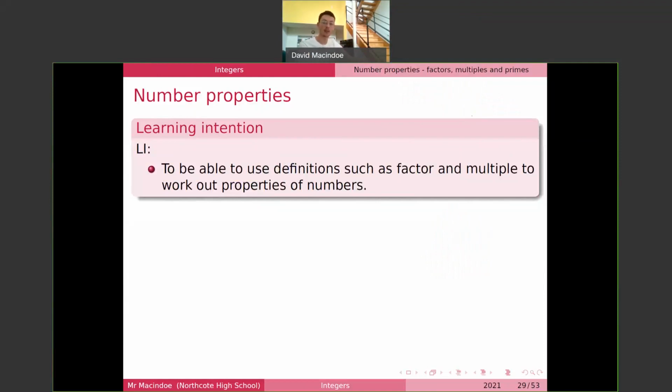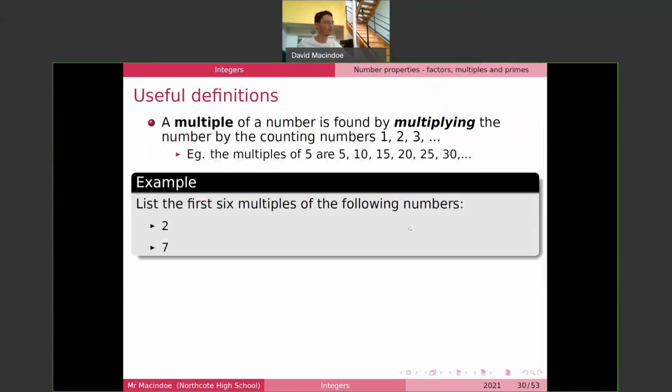So one thing in particular that we're going to do pretty soon is start looking at fractions. And both of the more complicated of these number properties we're looking at are really helpful when you're working with fractions. So let's have a look.